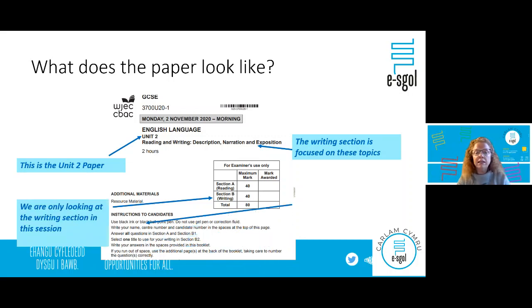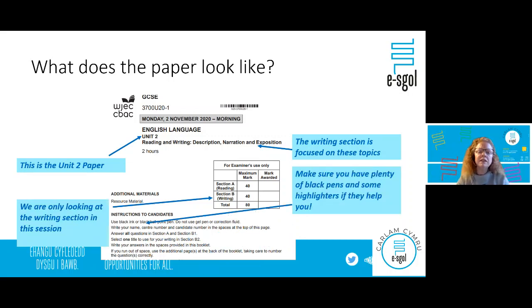We're only going to look at the writing today. It obviously tells you that you're going to need black pens and you're going to need some highlighters if that helps you. You might like to do some planning using highlighters in your exam, and that is perfectly acceptable. If you've got that ready, you just write plan at the top and you do your planning down.